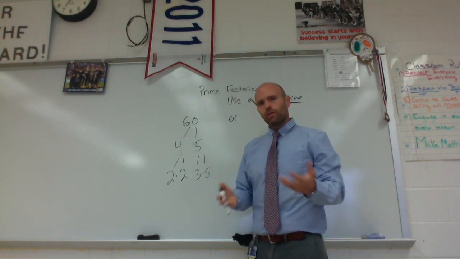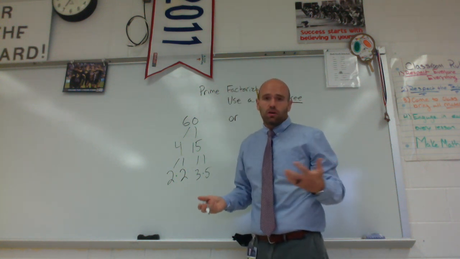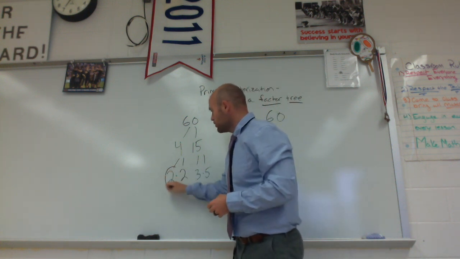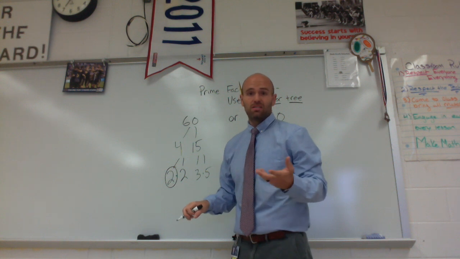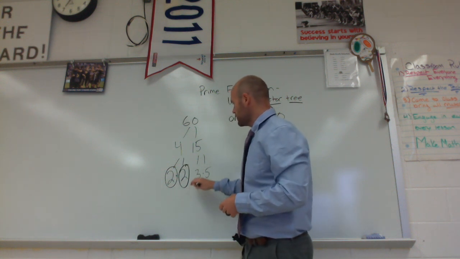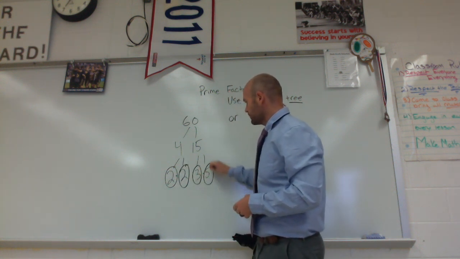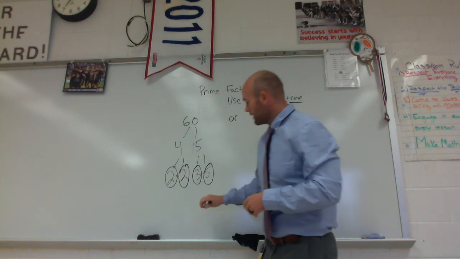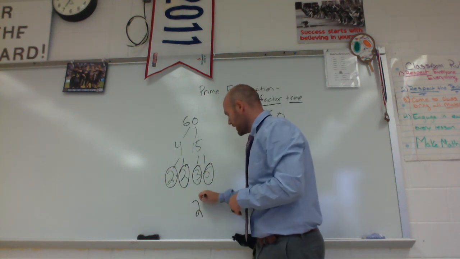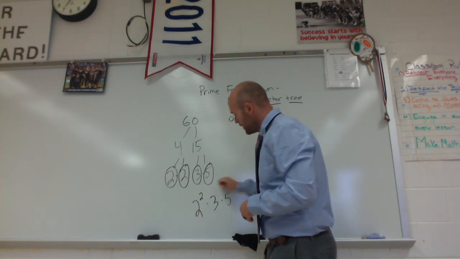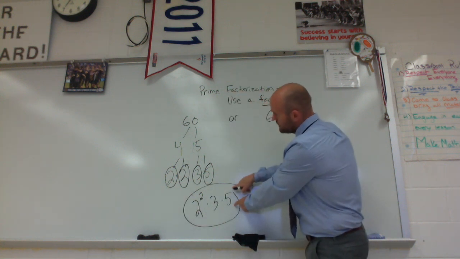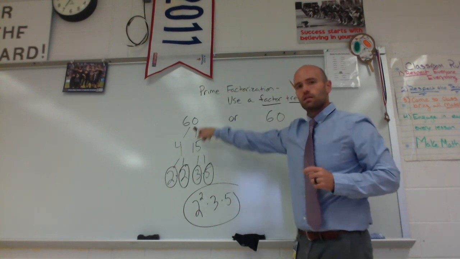When I get to a point where the numbers are prime, I like to circle them. I just think it's a good strategy. So 2 is prime, right? Factors of 2 are only 2 times 1. That's the only combination. This 2 is prime, 3 is prime, and 5 is prime. So I could write this 2 to the second power times 3 times 5. This is the prime factorization of 60.